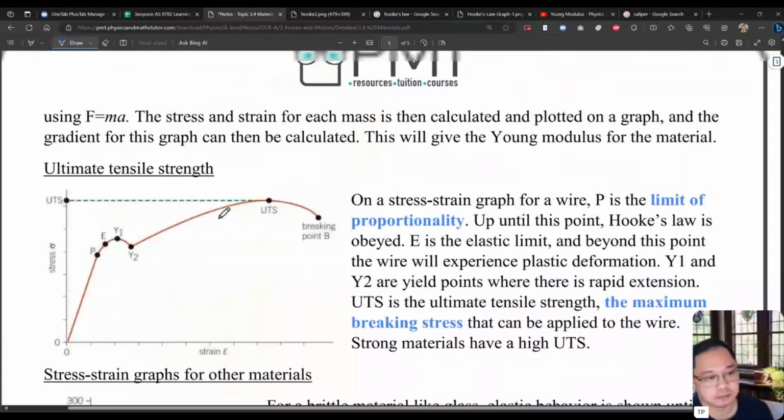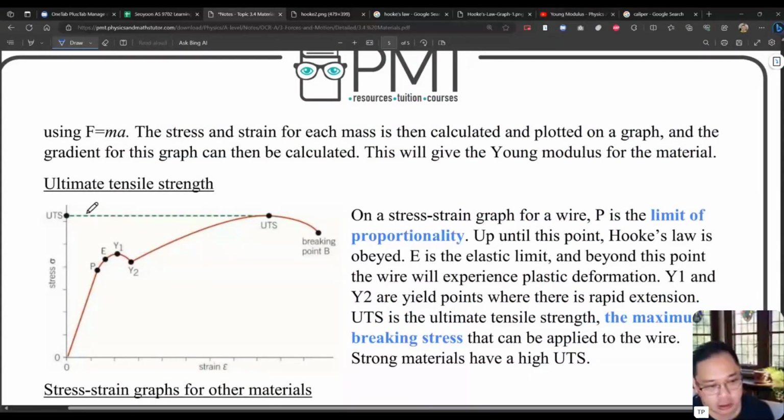Ultimate tensile strength. E is the elastic limit. Overcoming the point E, the object cannot restore its original form, original shape. Limit of elasticity, elastic limit. Beyond this point, the wire will experience plastic deformation, permanent deformation. Y1 and Y2 are yield points where there is a rapid extension. And UTS here, the maximum stress, is the ultimate tensile strength, the maximum breaking stress that can be applied to the wire, meaning the wire will break when the force is too big at this point.